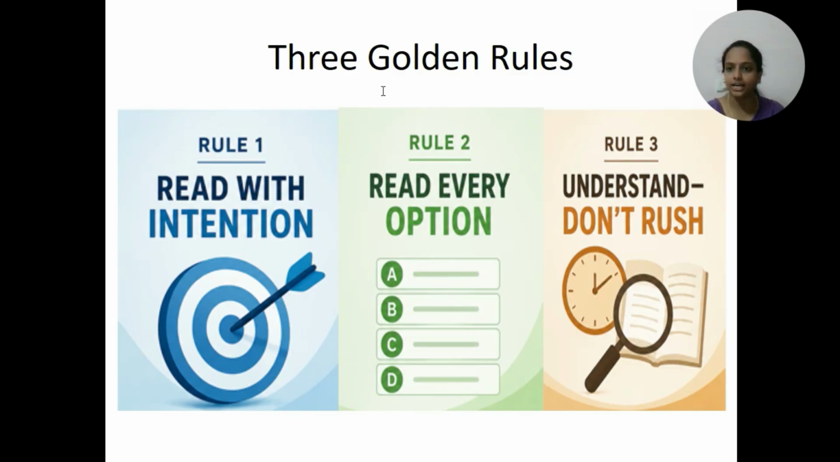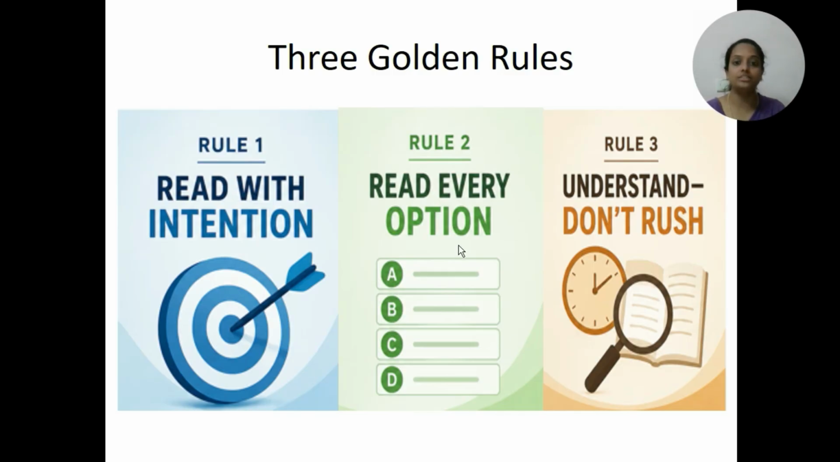Before we start, remember these three simple rules. I call these the three golden rules. Rule number one, read with intention. Don't try to memorize the entire passage. Instead, read the first question, know what information you are looking for, then read carefully until you locate the answer.